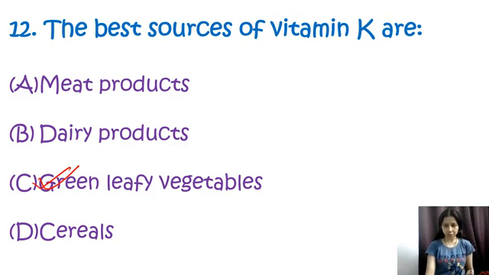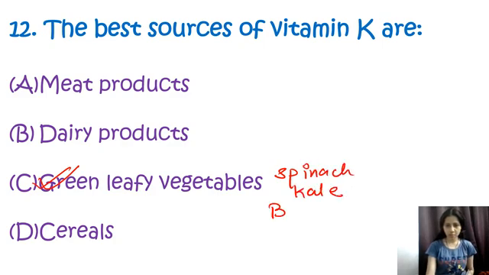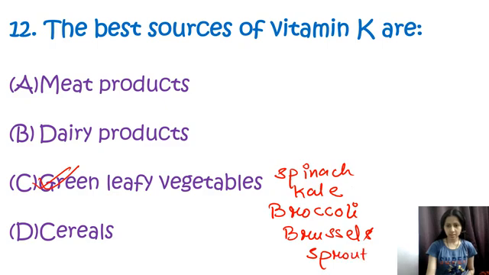But the green leafy vegetables, basically spinach, kale, broccoli, and Brussels sprouts, contain a high amount of vitamin K. So over here my correct option will be option C, that is green leafy vegetables.